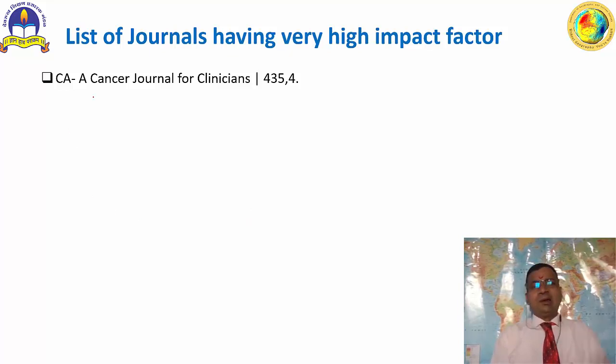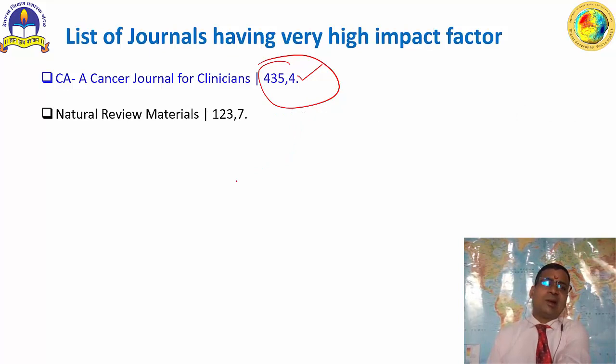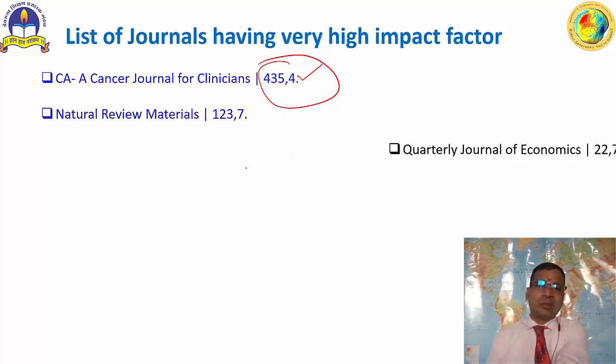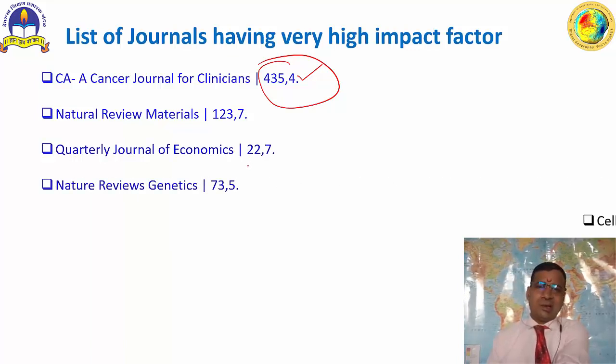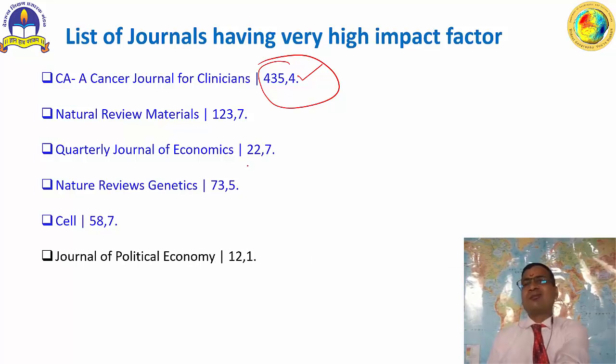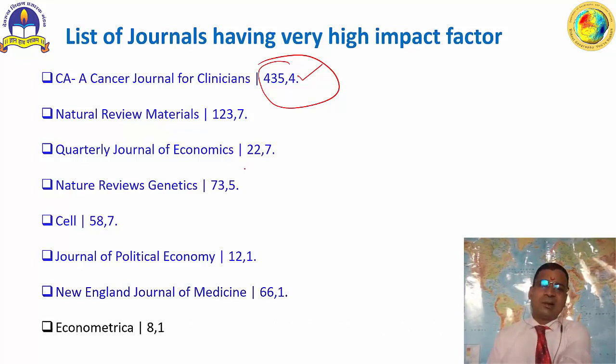In general, CA, that is CA: A Cancer Journal for Clinicians, has a very high impact factor. It is 435.4. At the second rank, that is Nature Reviews Materials, Quarterly Journal of Economics, then Nature Reviews Genetics, then Cell, Journal of Political Economy, then New England Journal of Medicine, then Econometrica. These are some of the journals which have a very high impact factor in the field.